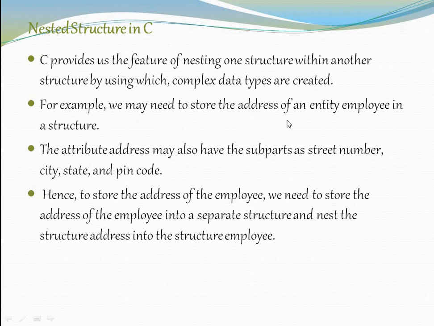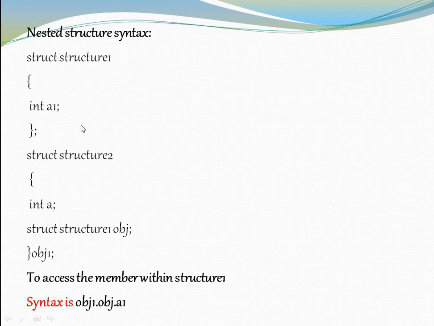For example, you may need to store the address of an employee in a structure. This address will have many attributes like city, state, and pin code, which is a subpart, and street number, which is also a subpart. So one main structure stores the employee name, ID, number, etc., and another structure is created for the address, so that city, state, and pin code will be stored. So that is nesting of a structure within a structure. See this example, you will understand it clearly.